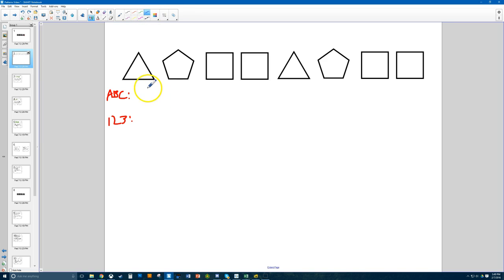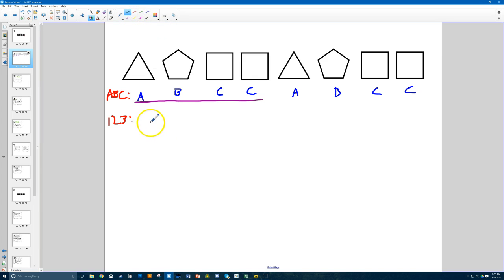For example, with your ABCs, you're identifying the different shapes with letters. If there's a triangle, all triangles are labeled A. Then you might have all pentagons labeled as B, and all your squares labeled as C. So in other words, this pattern repeats. The sequence is A, B, C, C, and that keeps repeating over and over again: A, B, C, C, A, B, C, C, A, B, C, C.